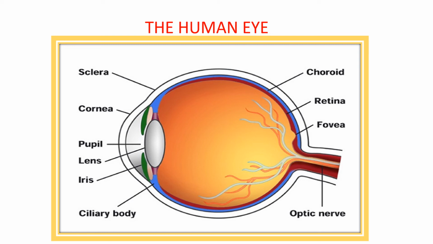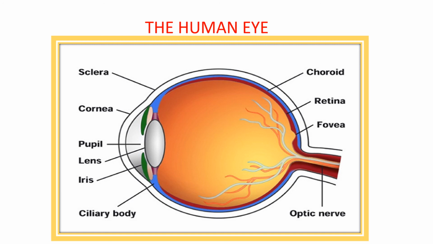The rods and cones of the retina get activated and generate electric signals. Optic nerves send electrical signals to the brain. The brain interprets these signals and renders the erect image of the object.